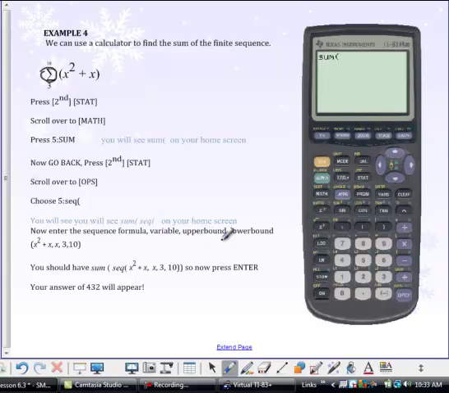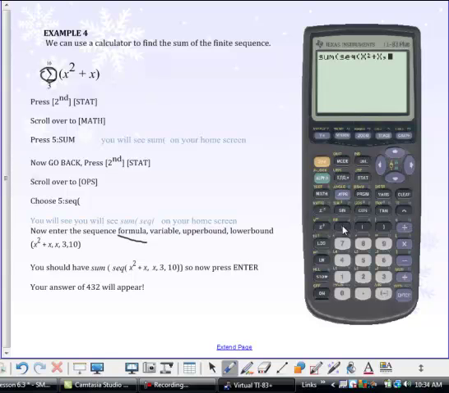I'm going to go back, and I'm going to press second function stat again, but this time I'm only going to go over to OPS, which means operations, and I'm going to choose choice 5 there also. It's waiting now for me to enter my sequence. So now I'm going to tell the calculator, what does my sequence look like? Well, I just type in the formula, which is x squared plus x.